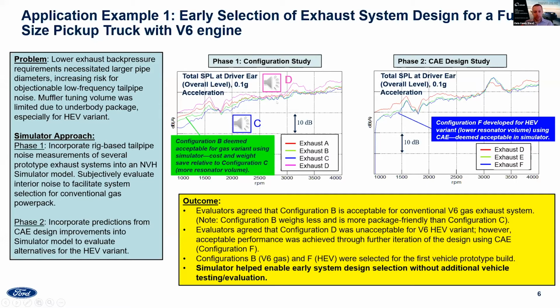So a second phase of the study was kicked off to try to improve upon exhaust system D using CAE. So through some CAE optimization and predictions of the tailpipe noise, eventually an acceptable configuration for interior noise was found. So exhaust system F was chosen for the hybrid electric vehicle variant.